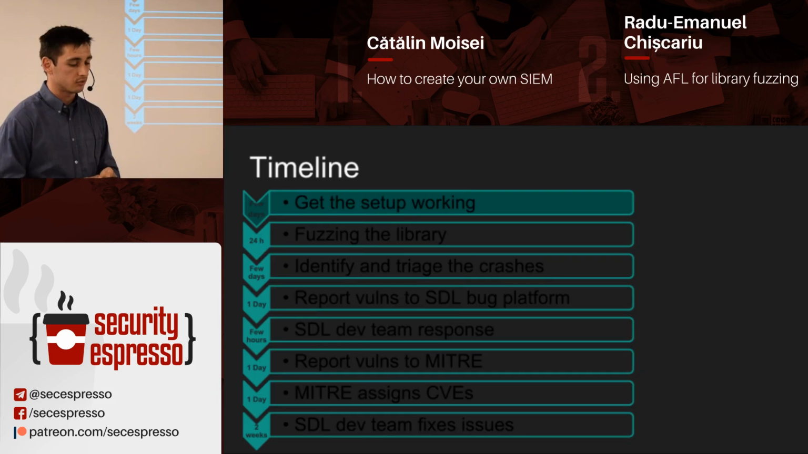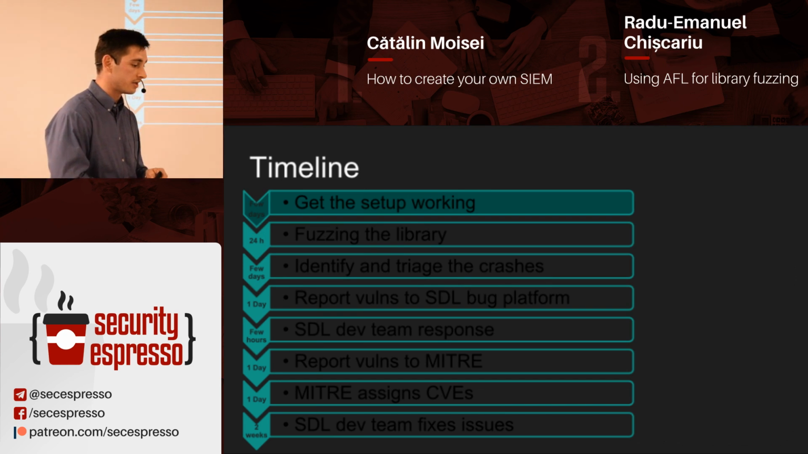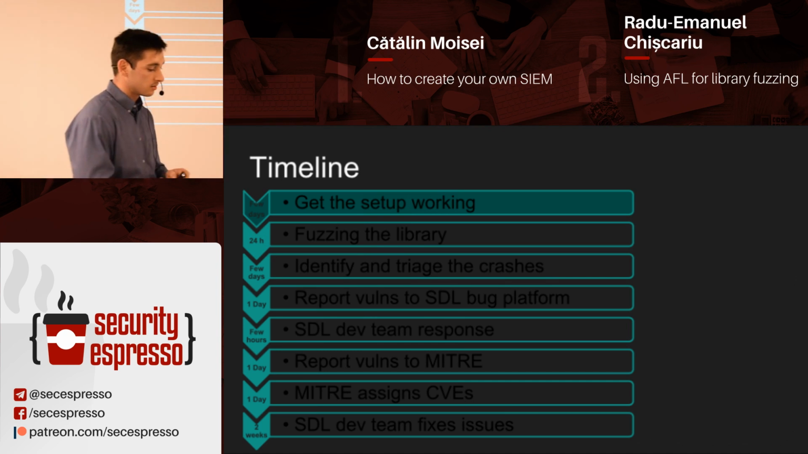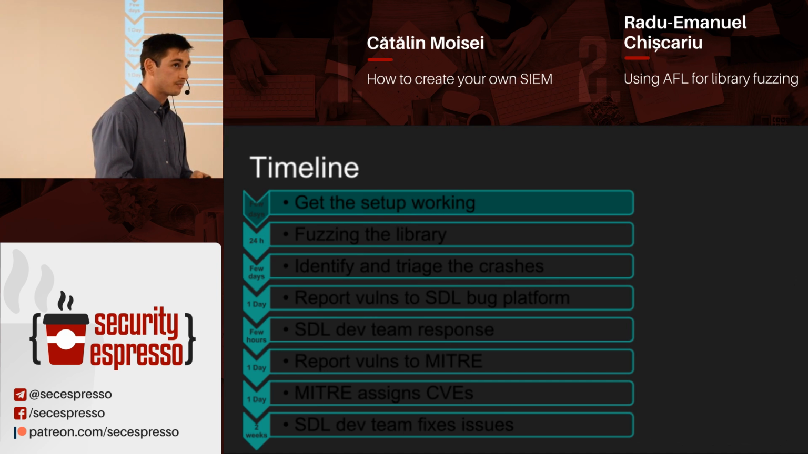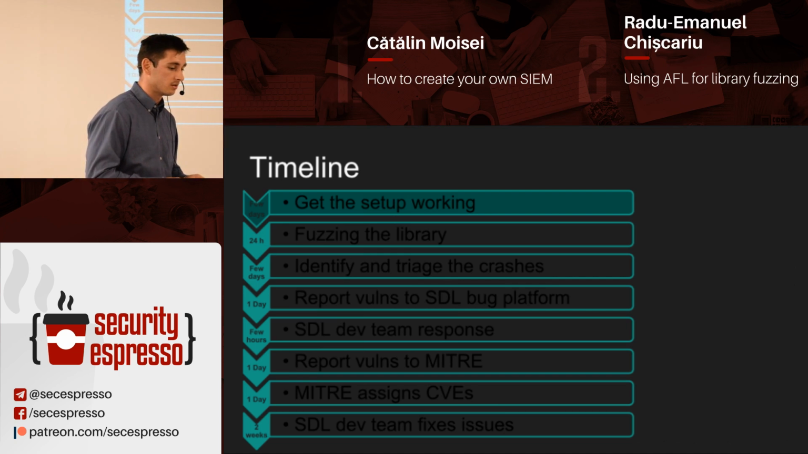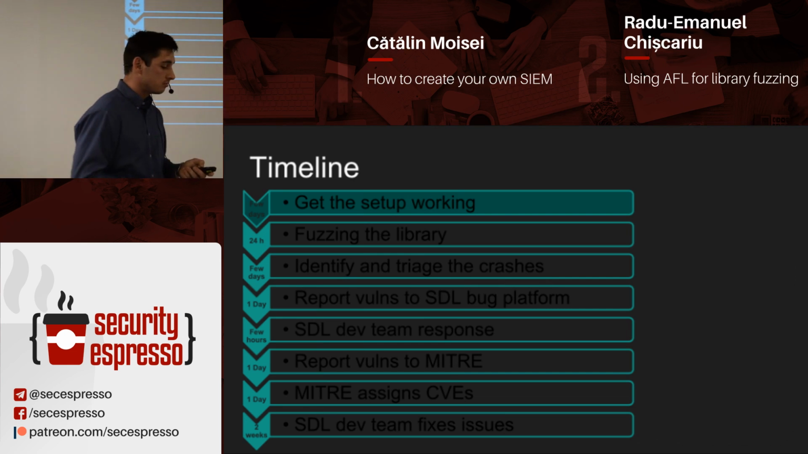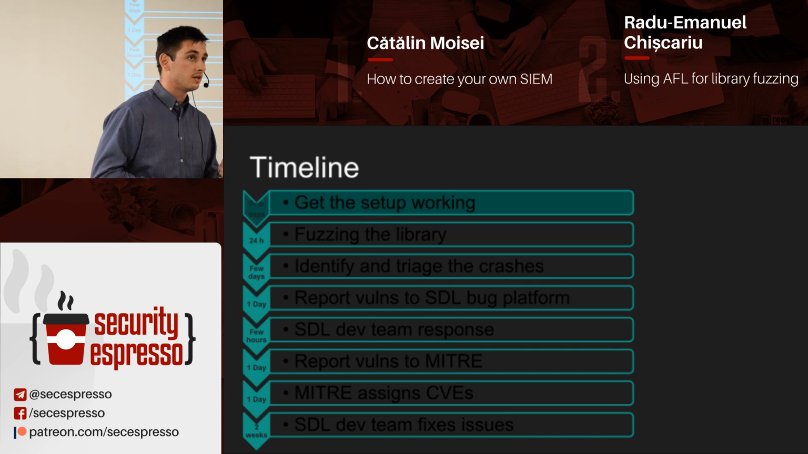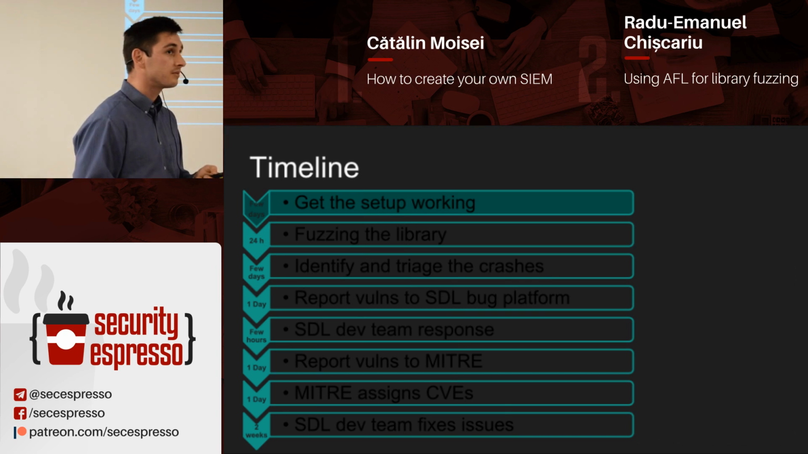I thought that it would be important to specify also the timeline, everything that happened, so I make you acquainted with the whole process. In order to get the setup working, choosing a library and coming up with a test harness or a certain method to fuzz from that library took me, let's say, a few days. Actually, not a few days. I wanted to say a few weeks, to be more accurate.